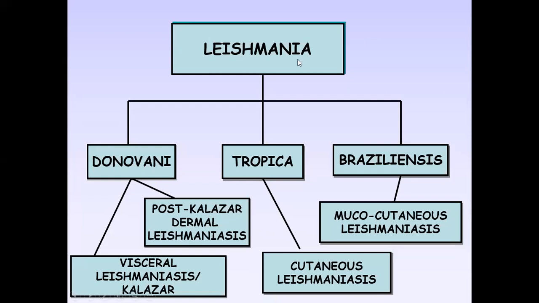Leishmania tropica, mostly in the tropical areas, produces a localized cutaneous leishmaniasis. The braziliensis species is going to cause a mucocutaneous form, that is, it is going to involve the skin as well as the mucosal layers underneath it. So, three species. The most important one is donovani, and this is the one on which you will get an SCQ or MCQ.